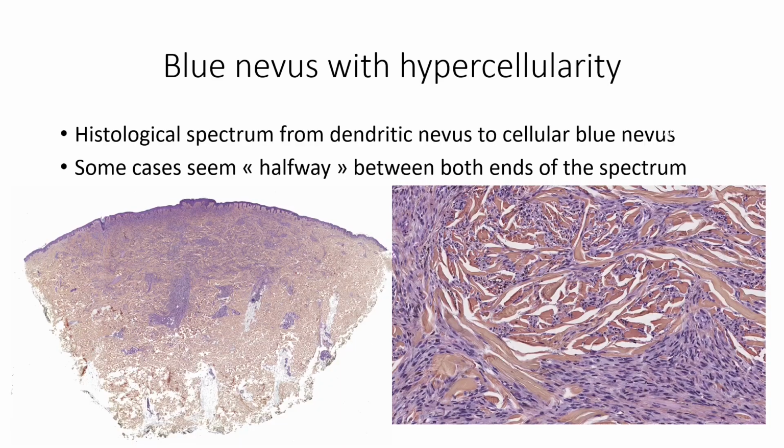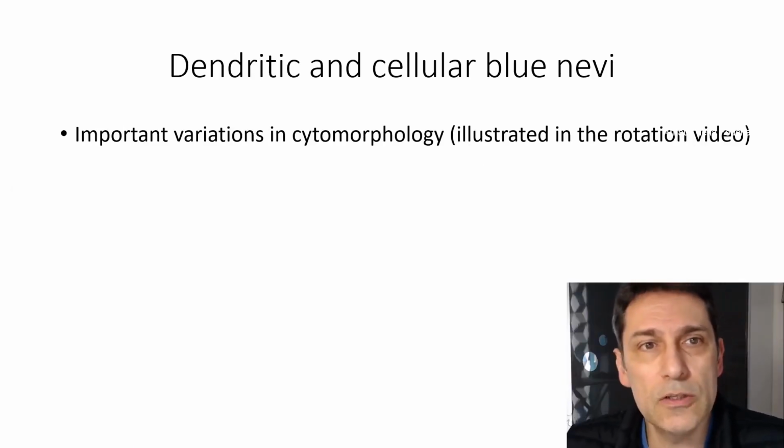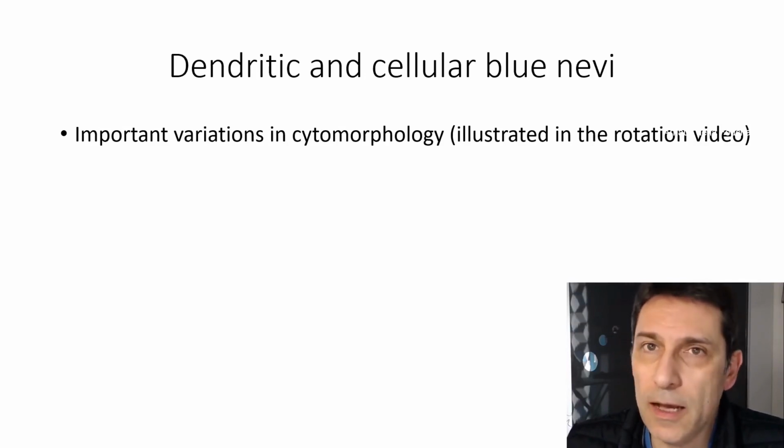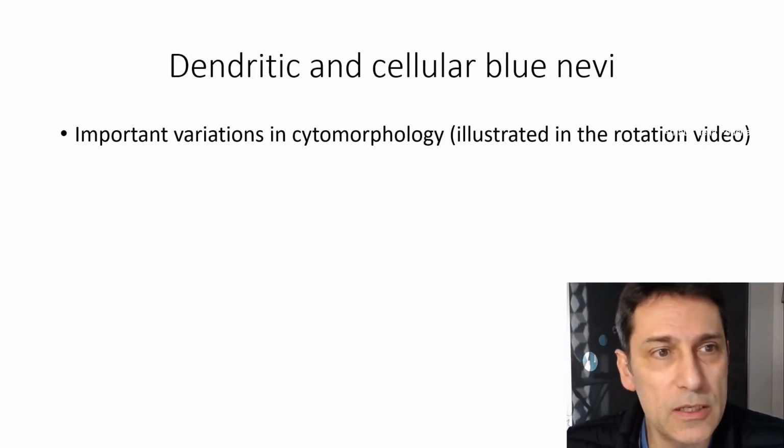Let's talk a little bit about blue nevus hypercellularity. It's kind of halfway in the middle between the dendritic and the cellular blue, there are a little more cells than usually you will find, but you do not have the truly well-defined cellular areas. So these are the main features of dendritic and cellular blue nevus. You will find more details in a recent review I have published.